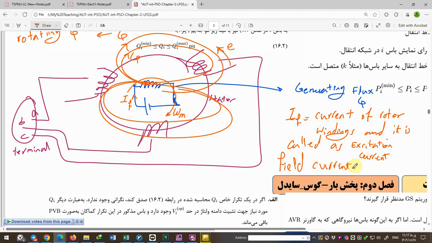The field current plays a crucial role in the generation of reactive power. So flux and IF can determine reactive power.